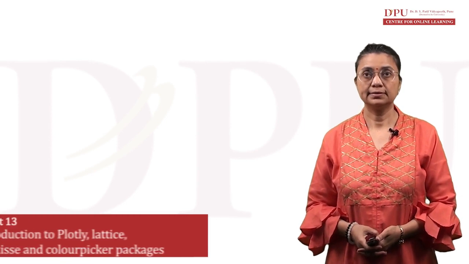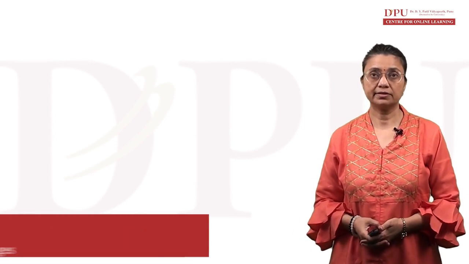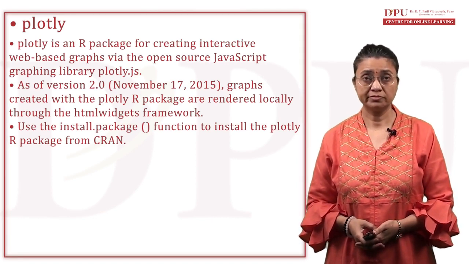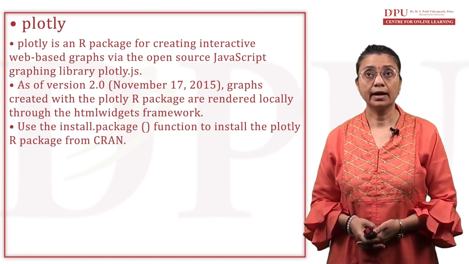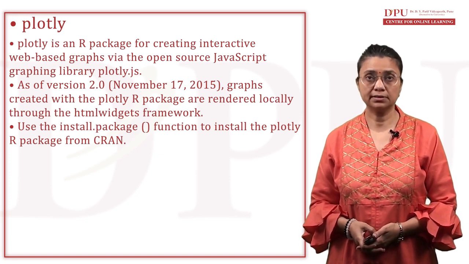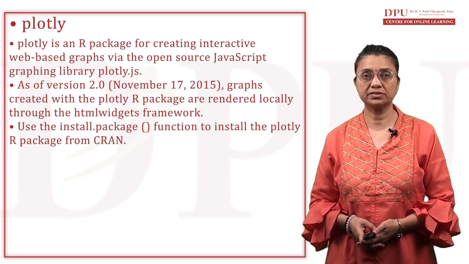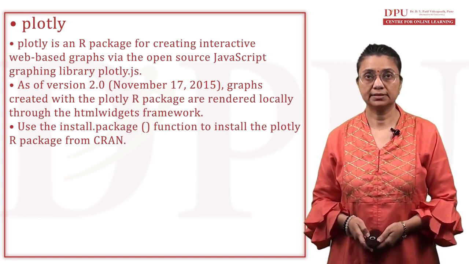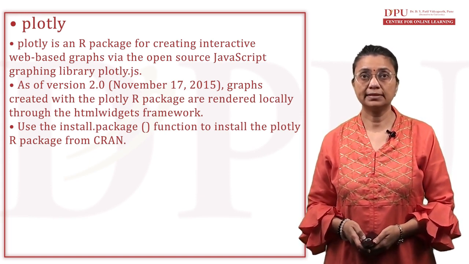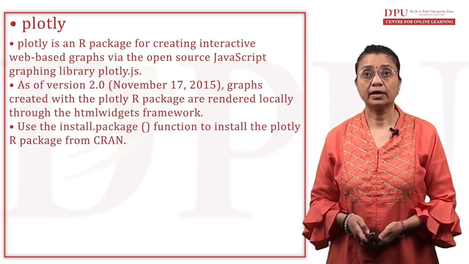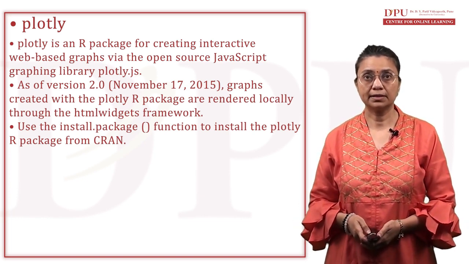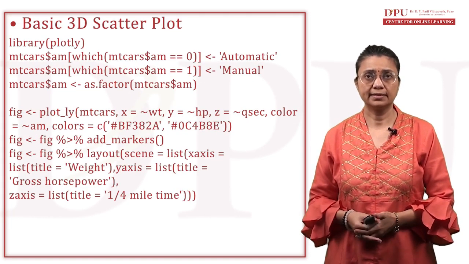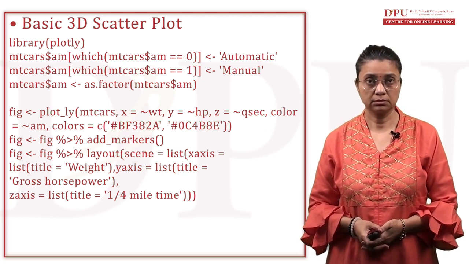So we understand that there is a JavaScript graphing library, plotly.js, which is open source, which means it is freely available. If we have to create some kind of interactive web-based graphs, then we can go for plotly.js. We also understood that as of version 2, graphs created with the Plotly R package are rendered locally through the HTML widgets framework. Let's understand the basic 3D scatter plot.